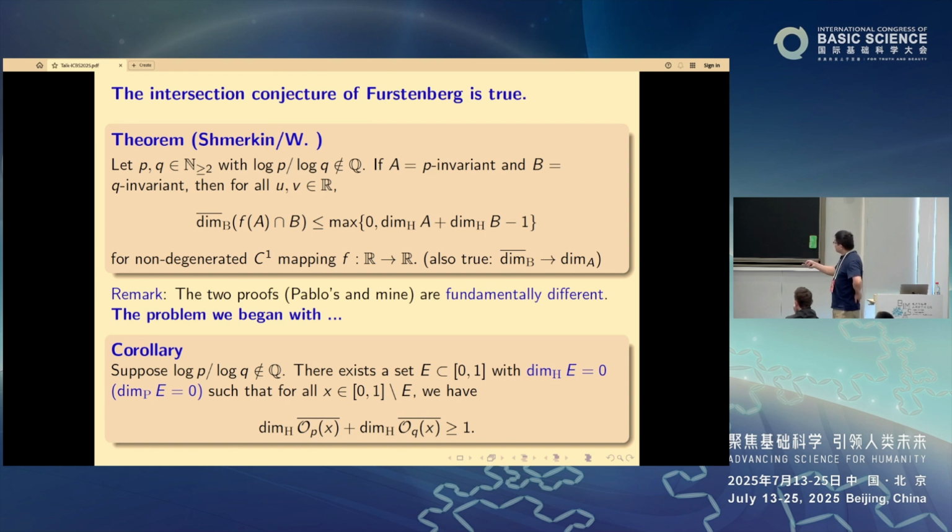The reason this implies it is that you can embed every P-invariant set times P-invariant set into a self-similar set, which is P-invariant or P to the power K invariant. And then we know that there are only countably many such self-similar sets. If you take the union and the intersection, you do some calculations and you get this conclusion.